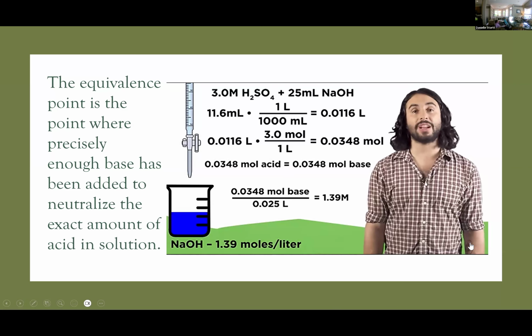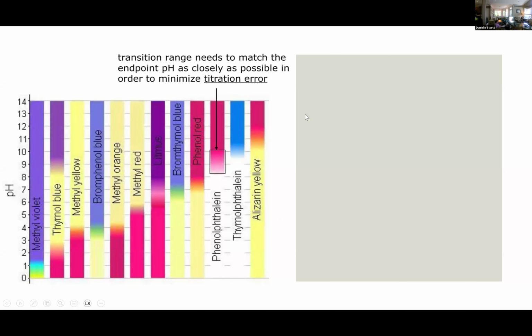Let's check comprehension. So that's pretty much what we're going to do in lab today, but instead of using the burette, we're just going to use a dropper. So it won't be as exact, but it kind of introduces you. So here we are again showing the pH ranges of various indicators.